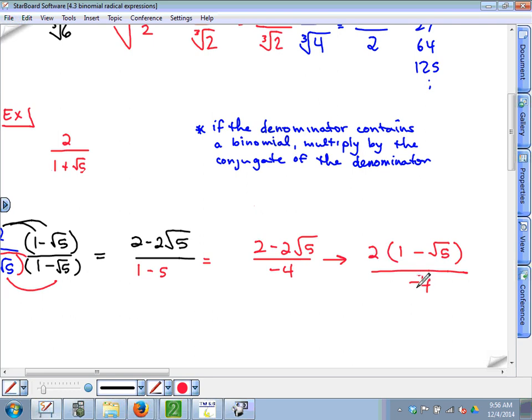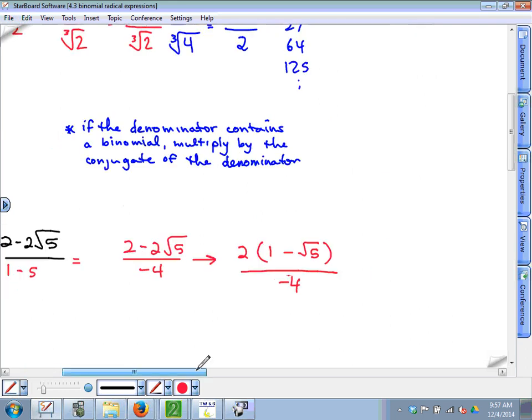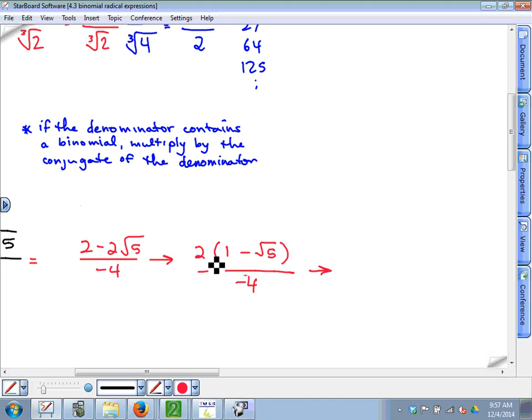It simplifies with part of the denominator. Doesn't 2 over 4 simplify to something? So then you would say that this 2 can simplify with that negative 4. So you'd have 1 minus the square root of 5 all over negative 2.